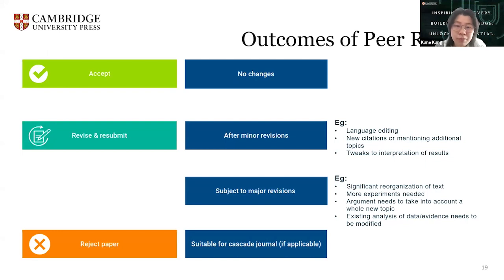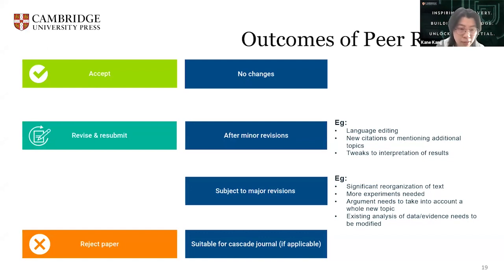If you receive minor revision, normally it's a language issue, or new citations, or mentioning additional topics, or tweaks to the interpretation of results. But if you receive major revision, that could mean significant reorganization of the text, or more experiments needed, or the argument needs to take into account a whole new topic, or existing analysis of data or evidence needs to be modified.